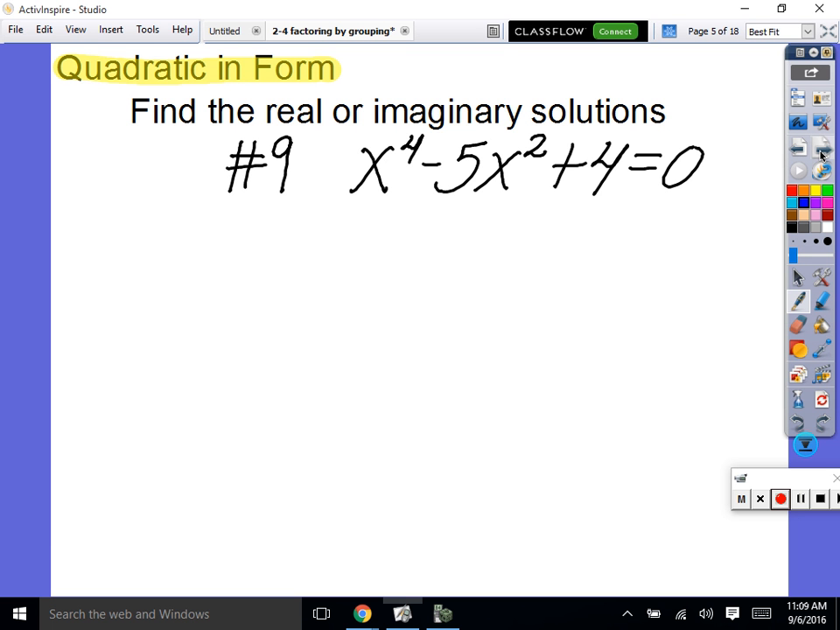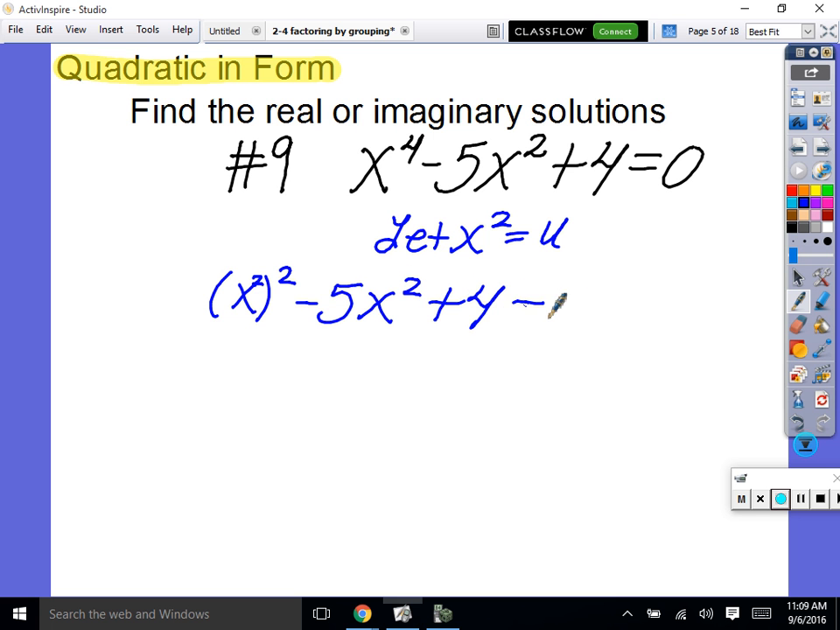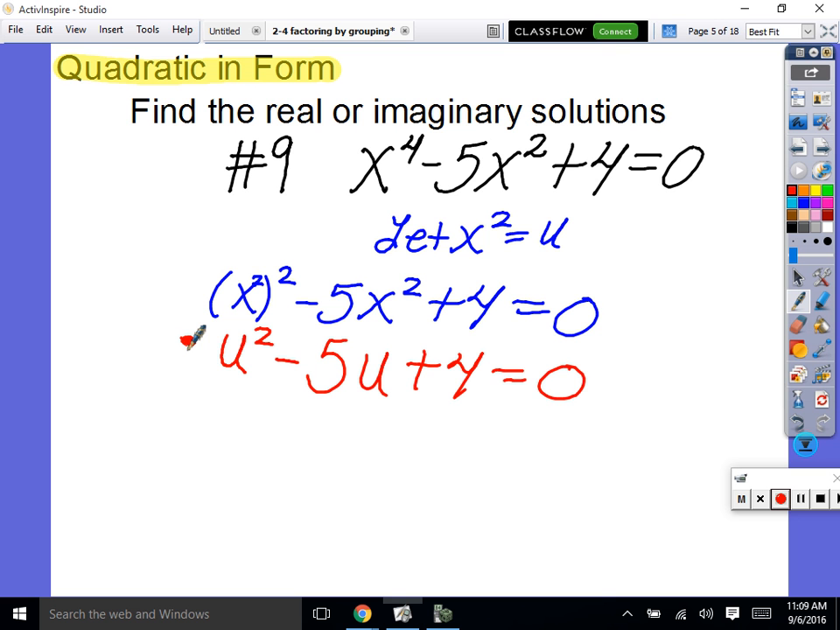So I say, okay, I'm going to let x squared equal u. So really, we know x to the 4th is x squared squared minus 5x squared plus 4 equals 0. We're replacing any x squared with a u. So we're not going to have x squared squared. We're going to have u squared because x squared is a u, minus 5 times x squared, which is u, so 5u, plus 4 equals 0.